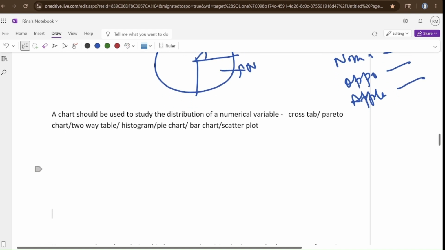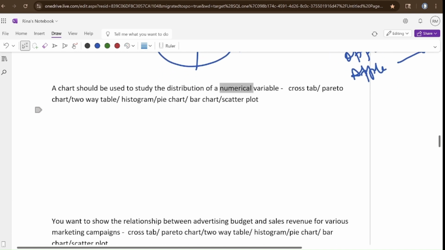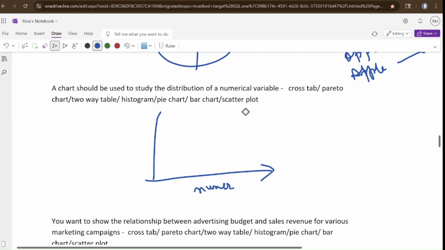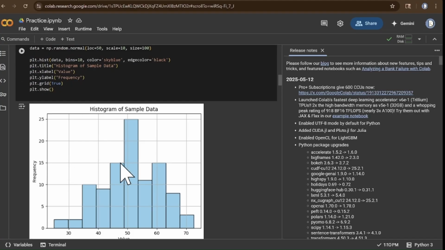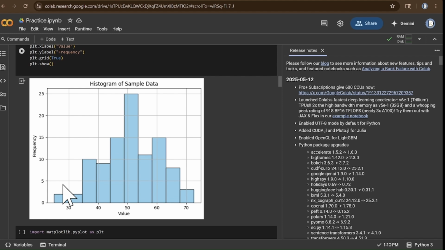A chart should be used to study the distribution of a numerical variable. So here you will have a numerical variable. Maybe how many people are in 0 to 10 years of age gap, or how many people have got 80 to 85 marks. So this is a numerical number and you want to know their distribution, right? So this is best suitable for histogram. Let me show you one histogram. See this one. Here you can see this is a numerical number and this is the frequency. That means their distribution.